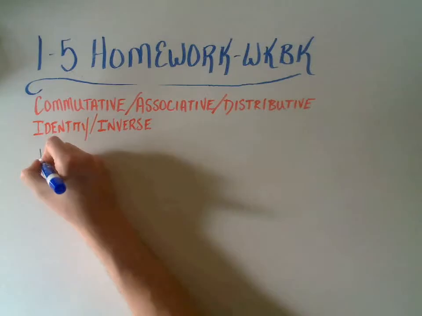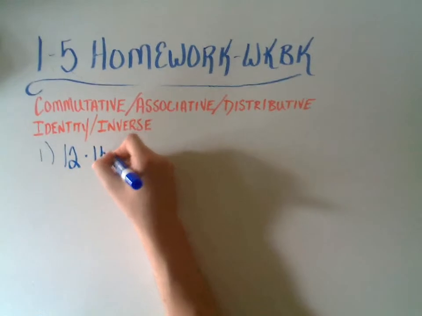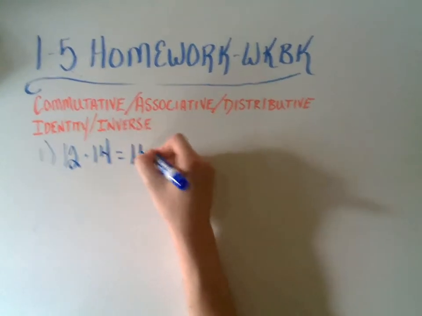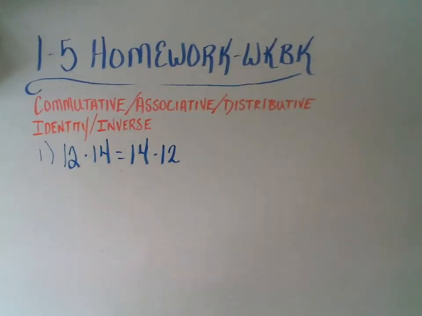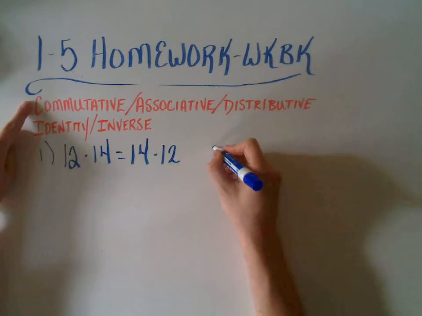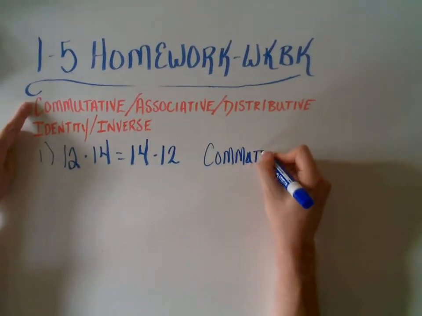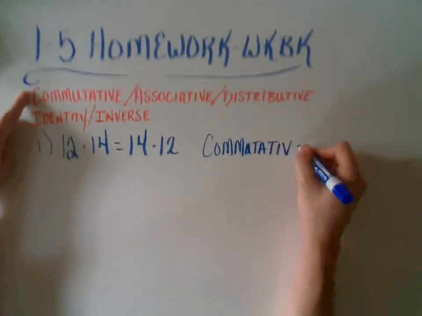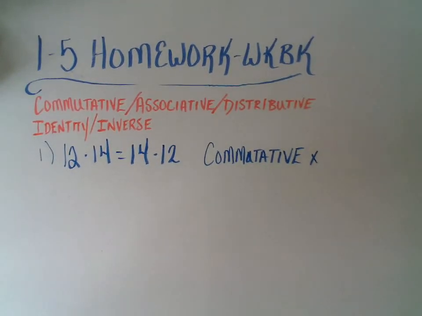If we take a look at question number 1 there, we've got 12 times 14 is the same as 14 times 12. Well, what they're saying here is that if I flip the order of the numbers in the multiplication problem, I get the same thing. And remember from the lesson today, that would be the commutative property. The commutative property of multiplication. Why? Because it's a multiplication problem. And the commutative property says I can change the order of the numbers in an addition or multiplication problem and still get the same answer.